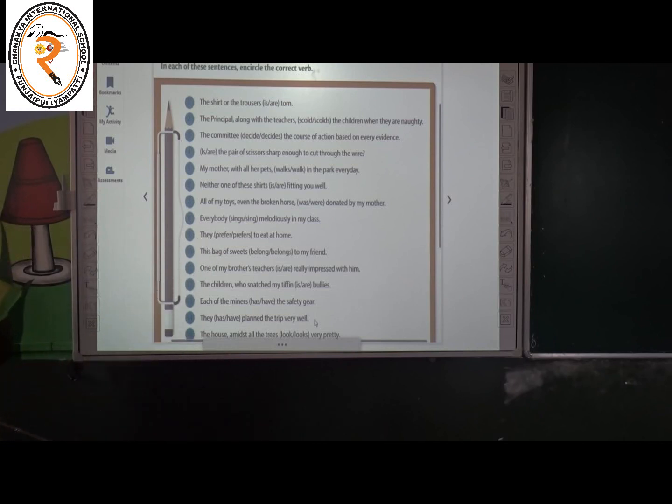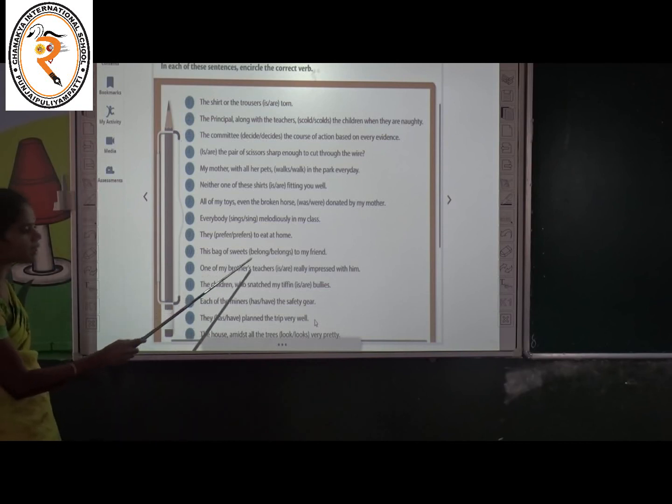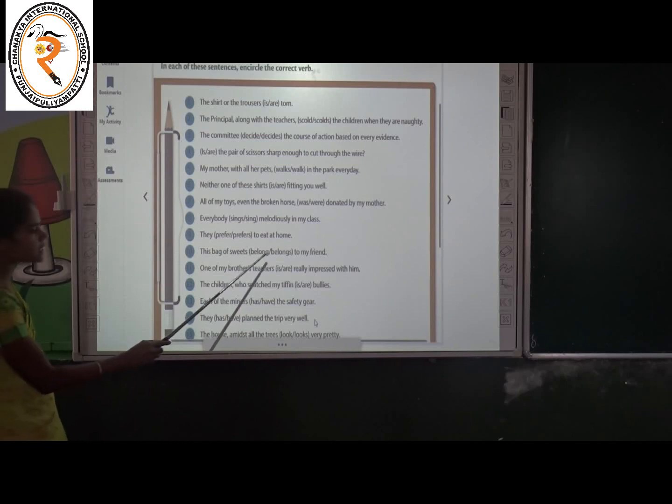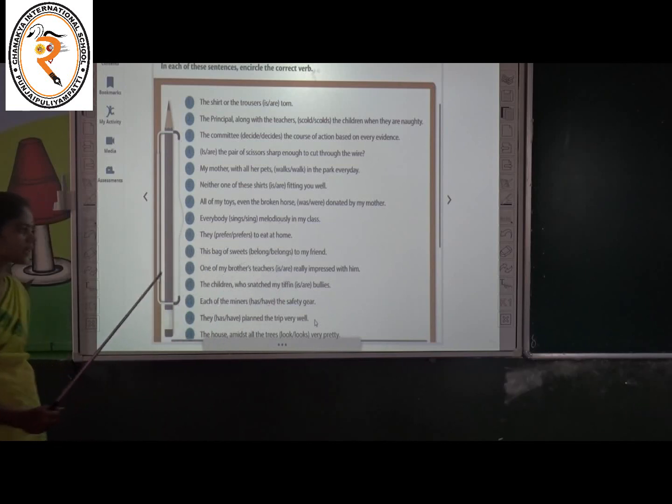And the tenth one. What is the tenth one? The bag of sweets belong or belongs to my friend. So here what is the correct verb? Belong or belongs? The answer is belongs. So this bag of sweets belongs to my friend.